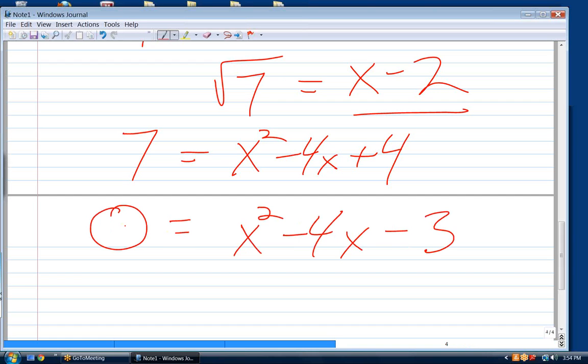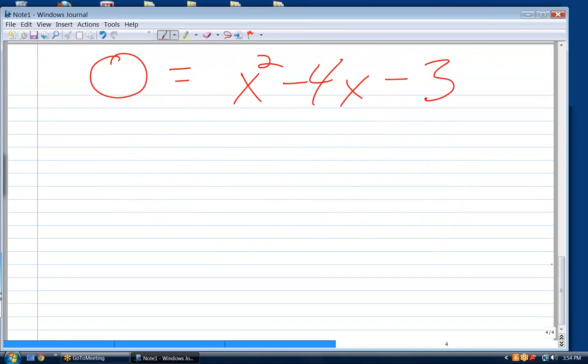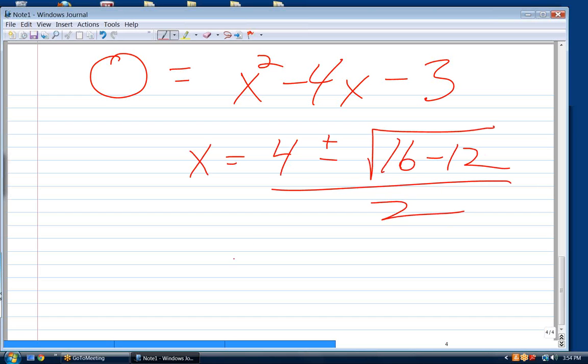And that does not factor nicely either. This does give you real solutions. It just doesn't give you nice solutions that we can get by factoring. In other words, if we use the quadratic formula here, we would get x equals 4 plus or minus the square root of 16 minus 12, all over 2. So we get 4 plus or minus 2, all over 2.